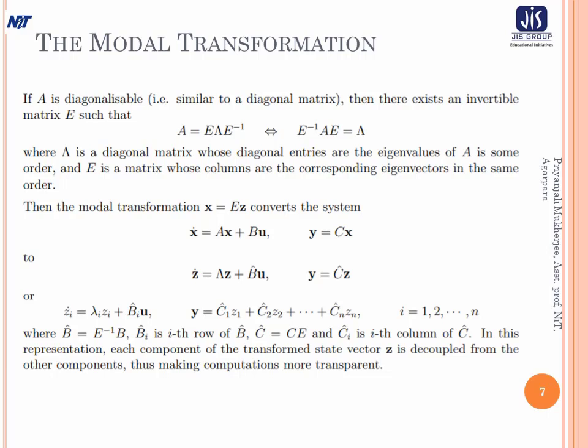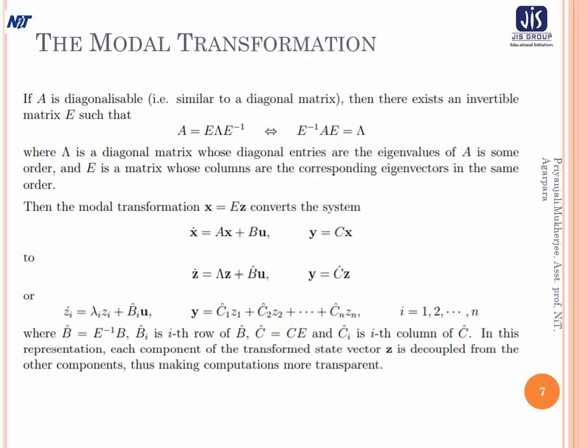Now this matrix T or this E can be formed from the eigenvectors of the system matrix A, where B hat is equal to E inverse B, or it may be written as T inverse B or P inverse B, and C hat is equal to C into E, and C hat i is the ith column of C hat. In this representation each component of the transformed state vector Z is decoupled from the other components, so it makes the computations more transparent.